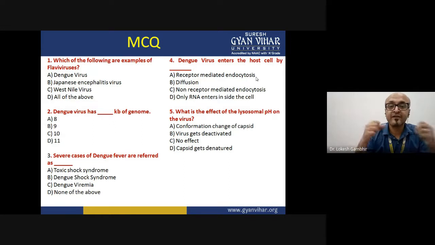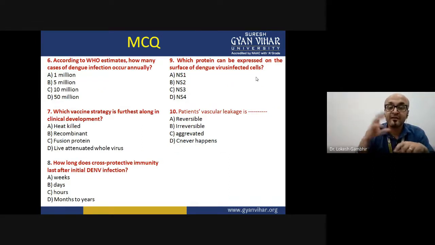What is the effect of lysosomal pH? What is the effect of proton ions? Why is the pH so important for the replication of dengue virus? Then, as per the WHO estimate, how many cases of dengue infection occur annually? When we are talking about WHO, one should be aware of the WHO reports released for dengue virus, because those reports are based on a certain collection of data, and these are released every year, right?